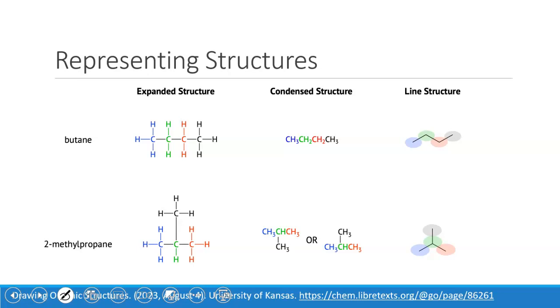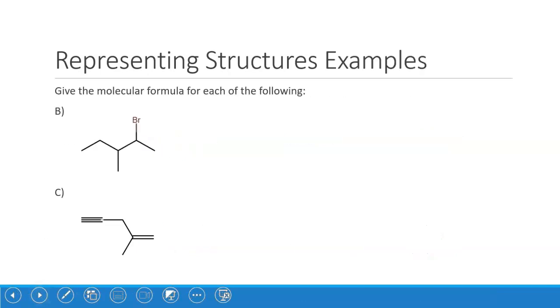Hello everyone, welcome back. Remember, we were talking about the different structures that you can use to represent organic compounds. And those structures were the expanded or sometimes Lewis structures, condensed, and line structures or skeletal structures. Okay, and we are picking up with example C, where we're asked to give the molecular formula.